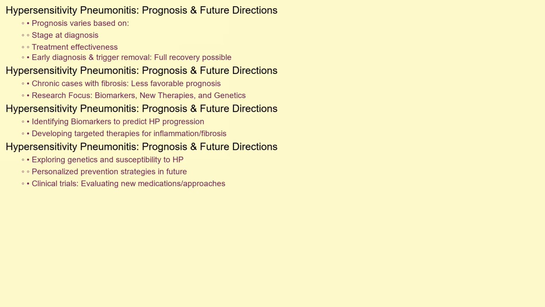The prognosis for hypersensitivity pneumonitis varies depending on the stage of the disease at diagnosis and the effectiveness of treatment. Early diagnosis and prompt removal of the trigger can lead to a full recovery. However, in chronic cases with significant lung fibrosis, the prognosis may be less favorable. Recent research is focused on identifying biomarkers that can predict the progression of HP and on developing new therapies that target specific pathways of inflammation and fibrosis.